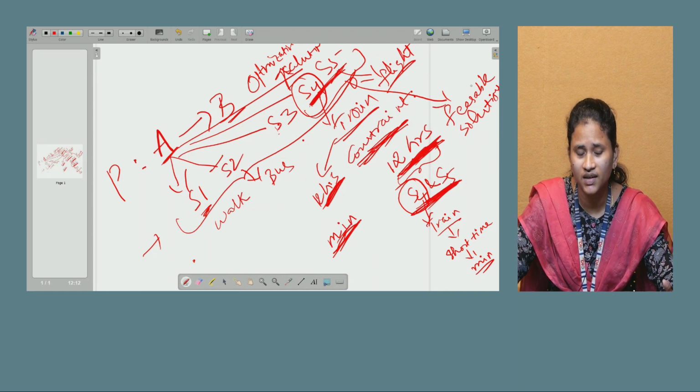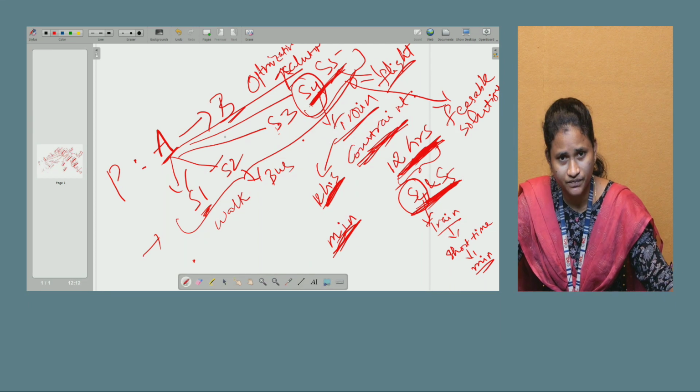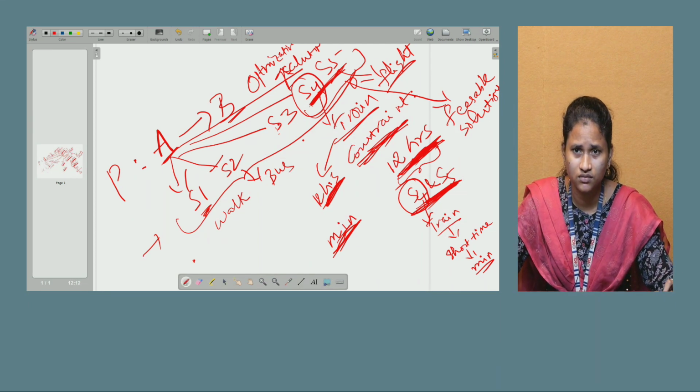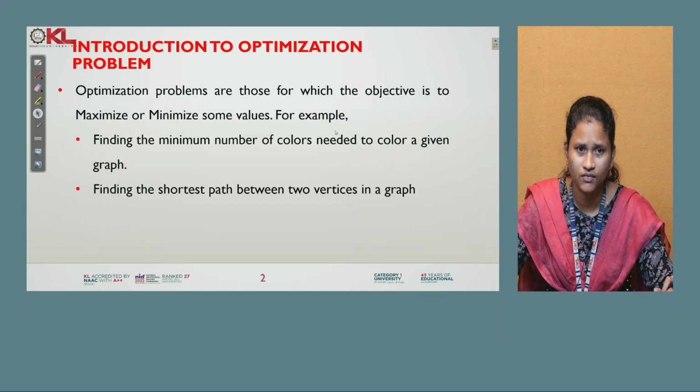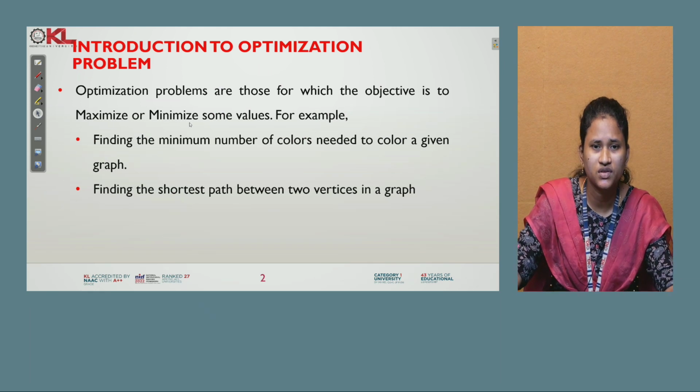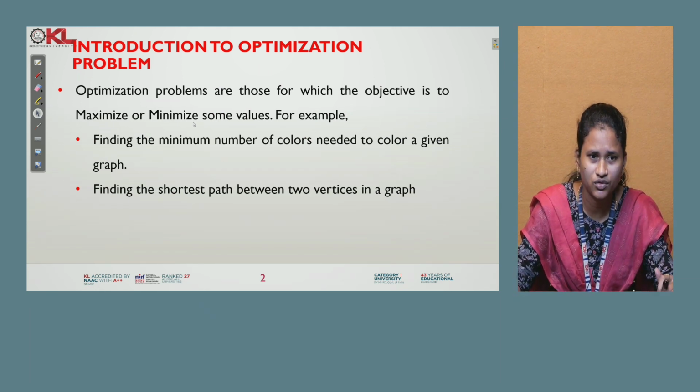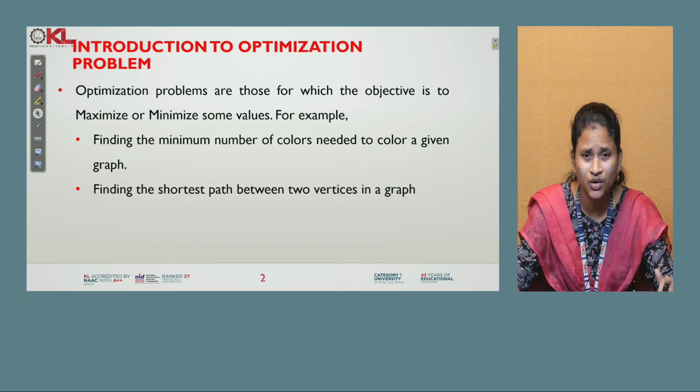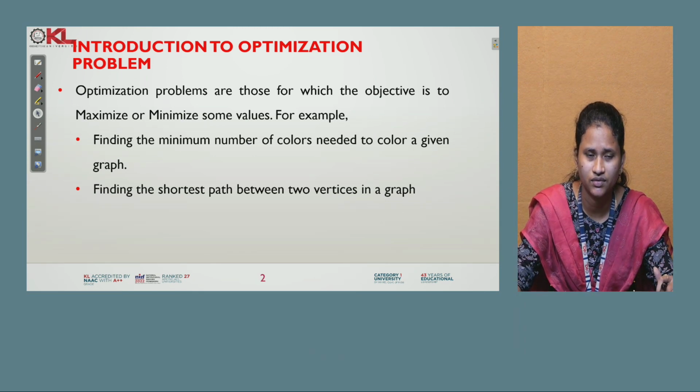Now we'll go back to the PPT. Optimization problems are those whose objective is either a maximization problem or a minimization problem. For example, we have shown two problems here. The graph coloring problem, where within the minimum number of colors we have to fill the graph, is one example under optimization. The next example is the shortest path between two vertices in a graph.